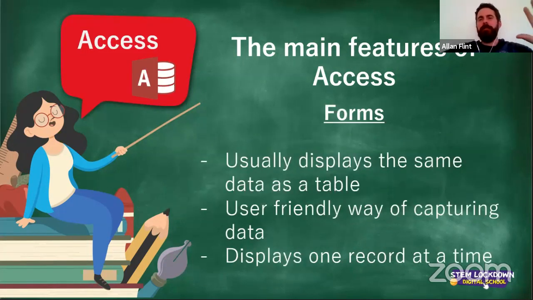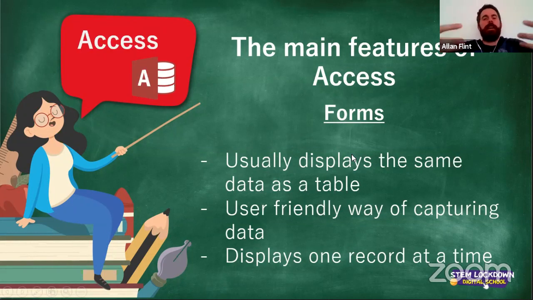The third main feature of Access is your form. Okay, the main features of Access: table, query. Number 3 is a form. What a form does is it usually displays the same information or the same data as a table. So you know that the first main feature was a table. What a form will do is it will display the information that is in the table. However, there is a slight difference.